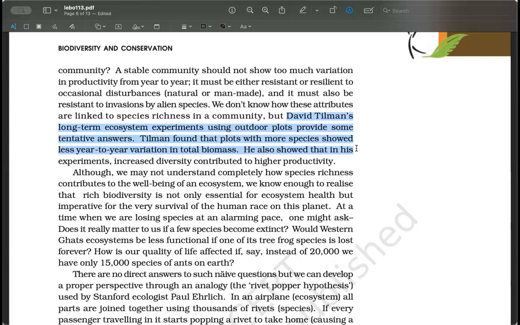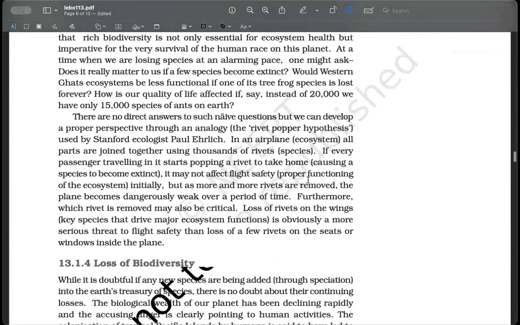So he just proved that if you have more species richness, it contributes to the well-being of an ecosystem. So basically, one thing going away matters. So even if it is ants, it matters according to his experiment. But the answer, how exactly it matters, was not known. And then some people came up with some hypotheses, and these are the two hypotheses that give answers.